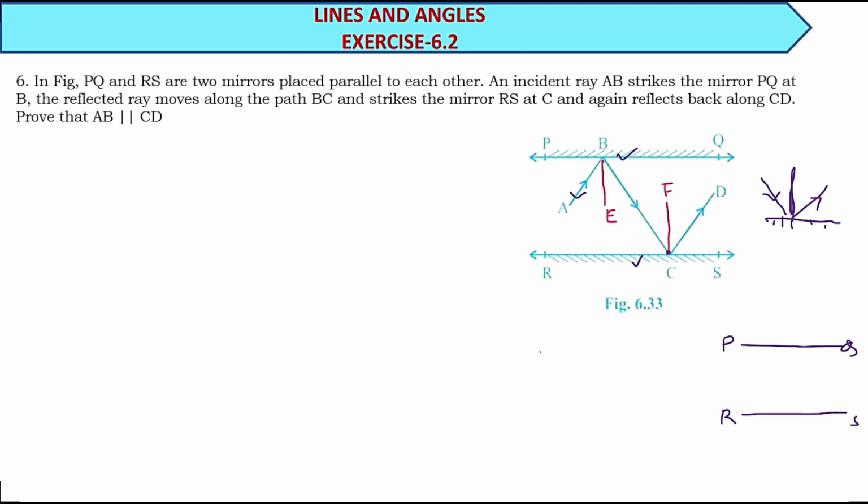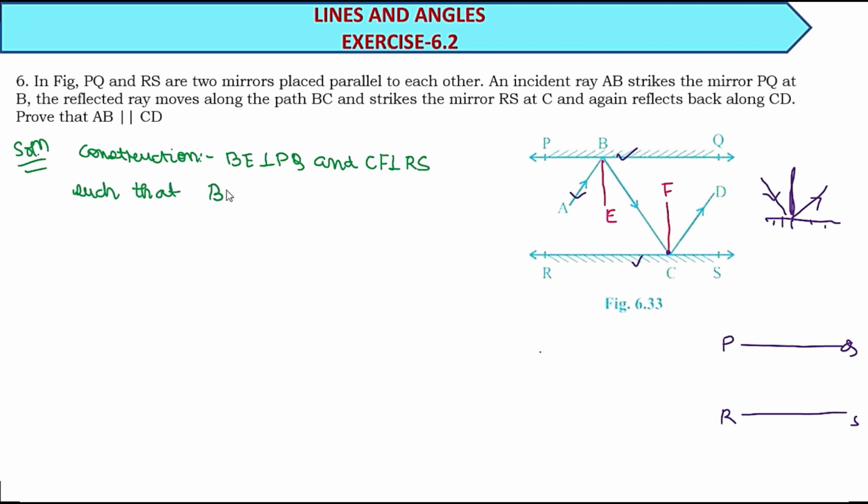What will we write here? Solution, construction: BE is perpendicular to PQ and CF is perpendicular to RS such that BE is parallel to CF.